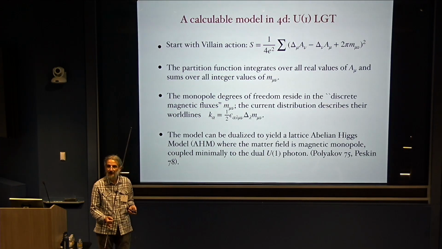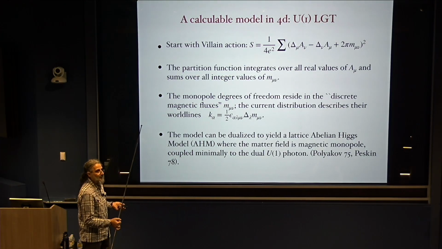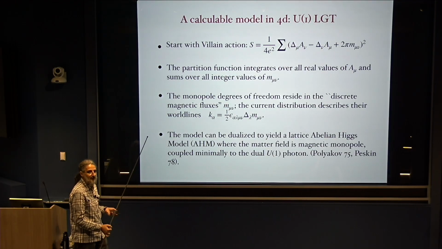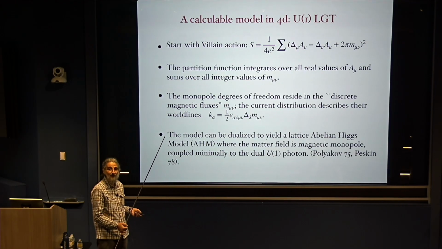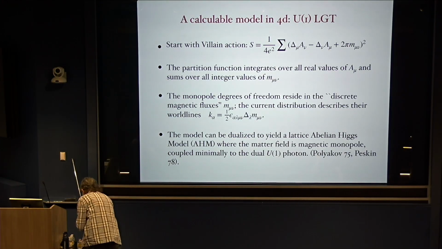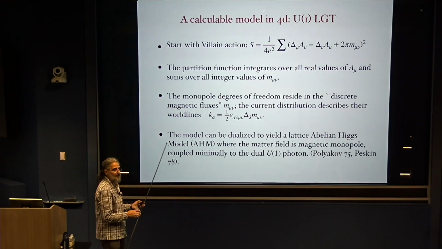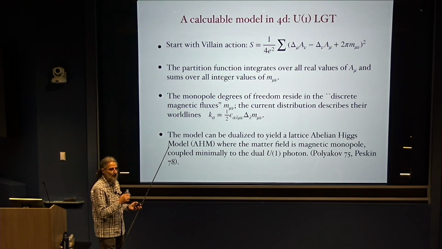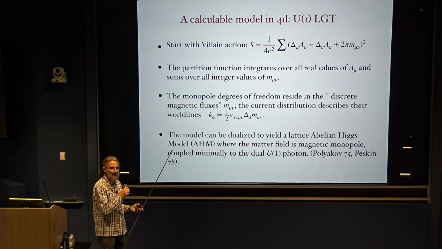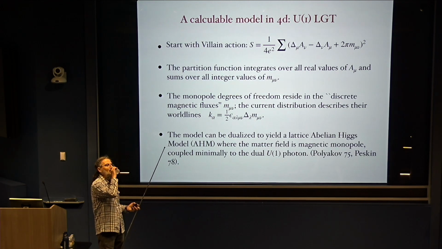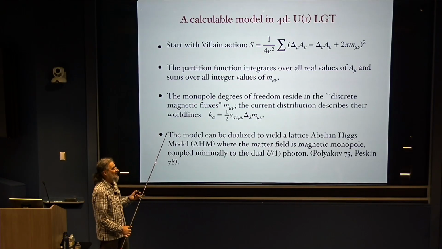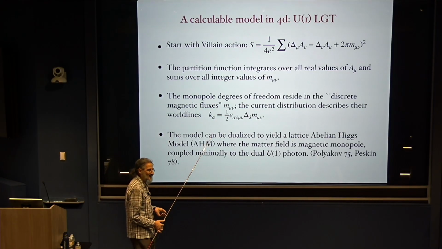I will take one of the best studied models in 4 dimensions. It is not on R4, it is on Z4, okay? It is U(1) lattice gauge theory with a compact gauge field. I use the Villain formulation because the Villain formulation is much more useful for computations. You can do many things exactly.